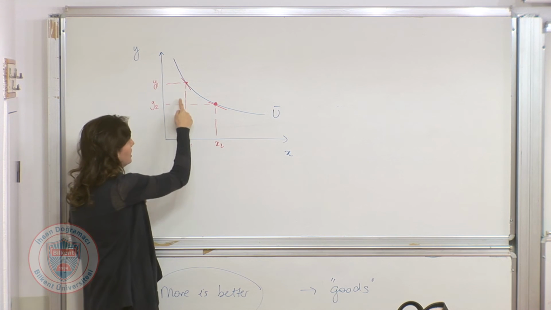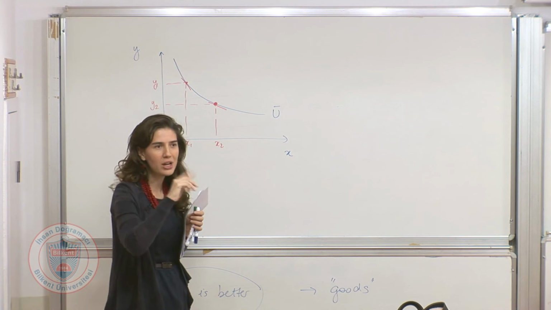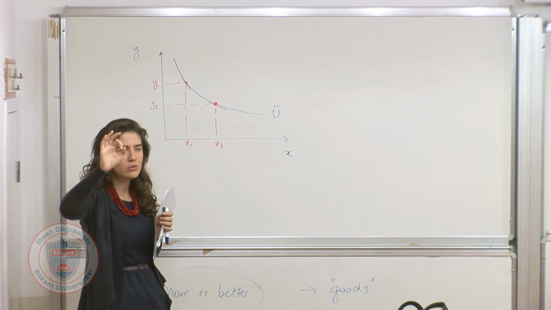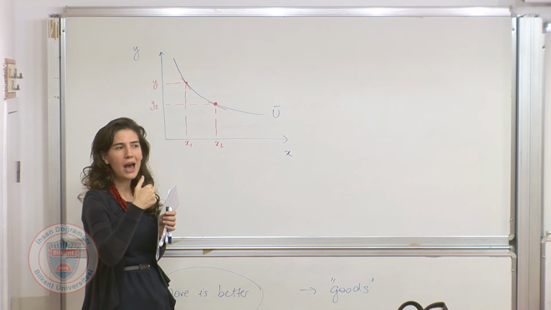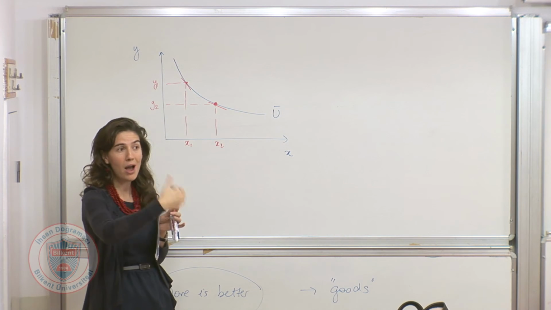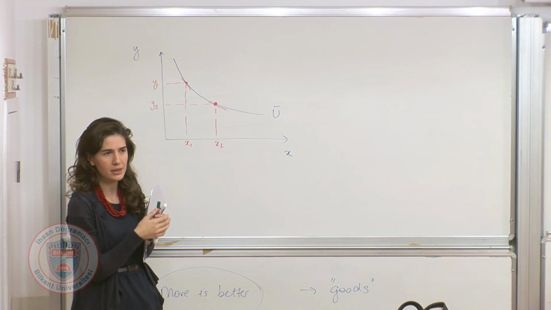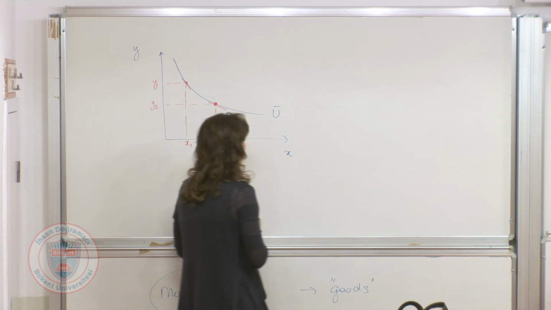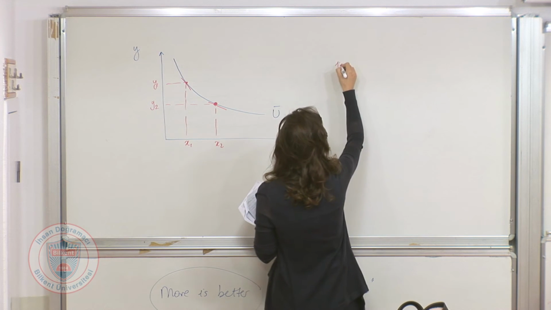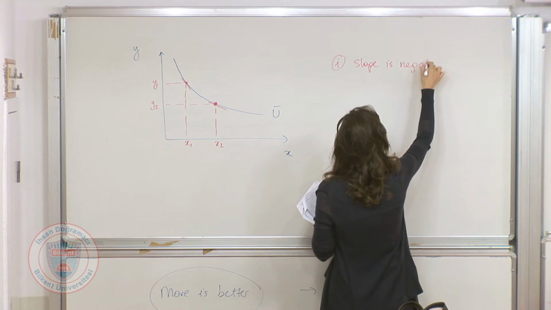So this negative slope actually shows that there is a trade-off, right? In order to keep utility the same, if you want to have more x, then you need to give up some y, or if you're giving up some y, I have to give you some x, so that you would be on the same utility level. So the first thing that we observe is that this slope is negative.